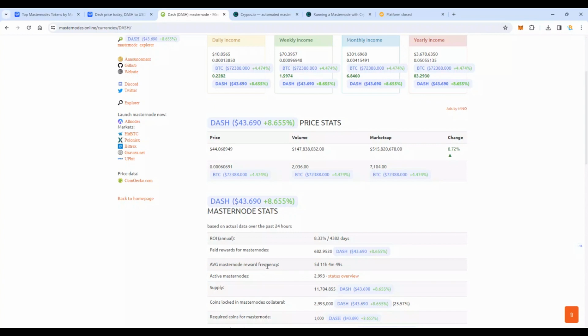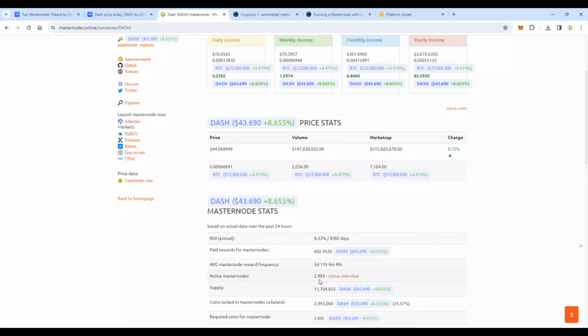Average Masternode reward frequency. So you can see if you're running a Masternode, you're going to be receiving your rewards every 5 days, 11 hours. After every 5 days and 11 hours, this is the average time you're going to be getting your rewards. Some Masternodes will give you rewards on a daily basis, others on a monthly basis, others on a weekly basis, and others will have irregular reward frequencies depending on the network transactions and the fees that have been generated.